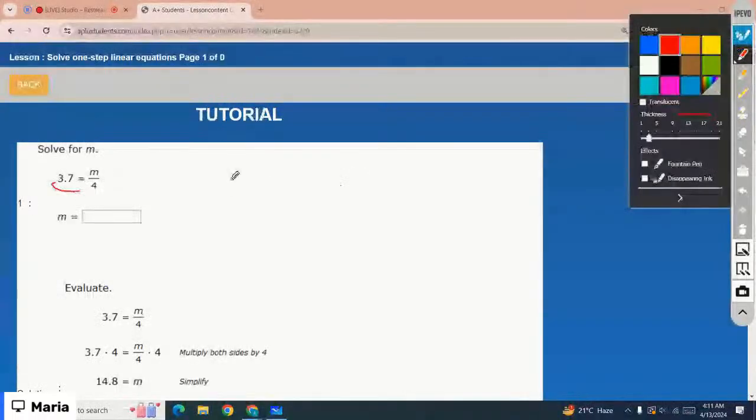So 3 times 7 is 21 equal m over 4, right? You can remove that 4 from here by multiplying both sides by 4. 4 times 1 is 4, 4 times 2 is 8, that is 84. That means the value of m is 84.